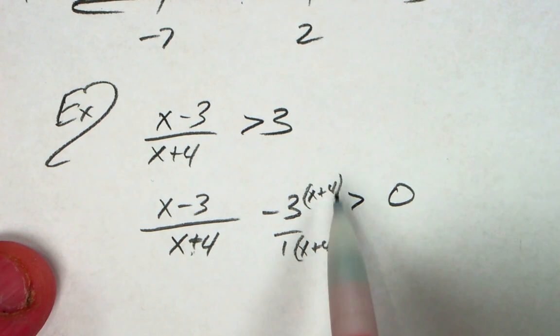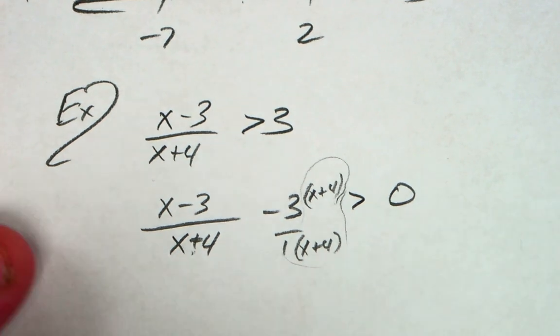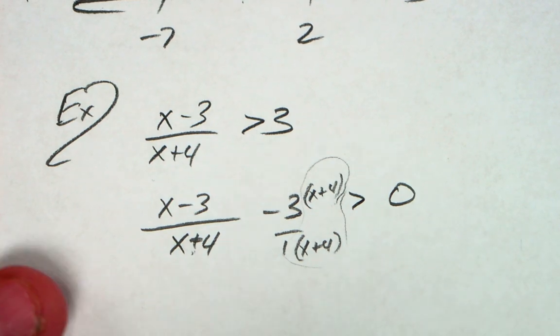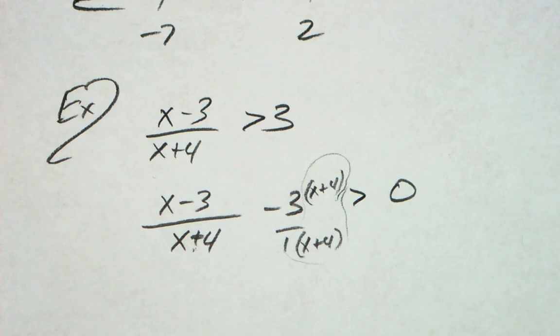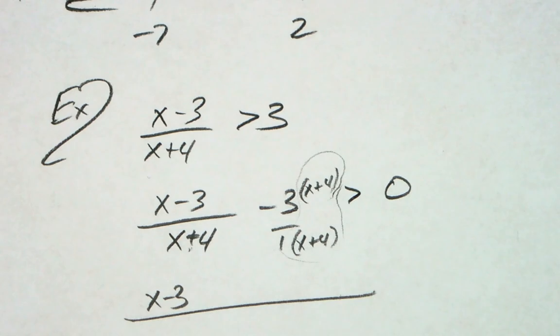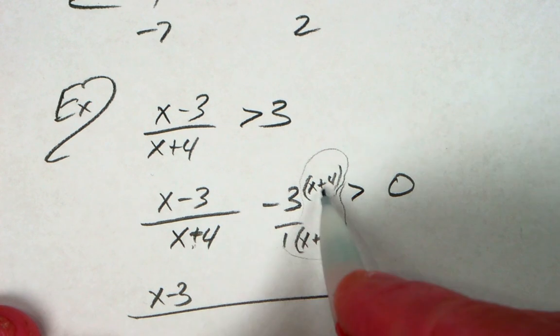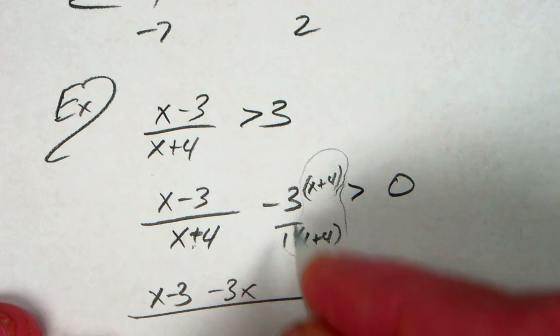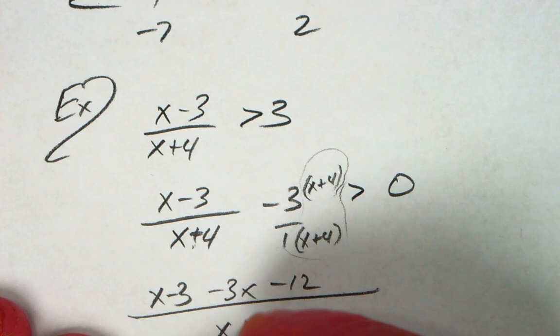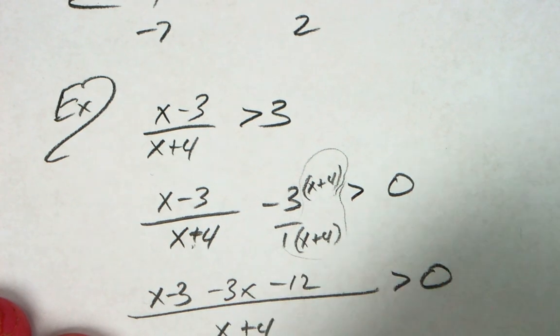Because if I multiply by x plus 4 over x plus 4, what am I really multiplying by? 1. That's totally legal. Okay? So now let's go ahead and take care of this. On the top, what do we have left? Well, I got x minus 3. Don't try and do too much at once. Show what you're doing. Negative 3x, so minus 3x minus 12 over x plus 4 is greater than 0.